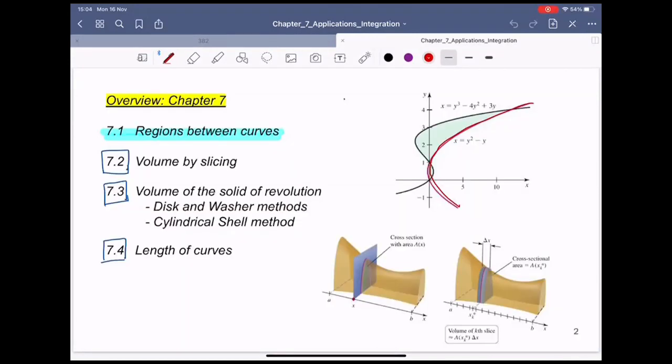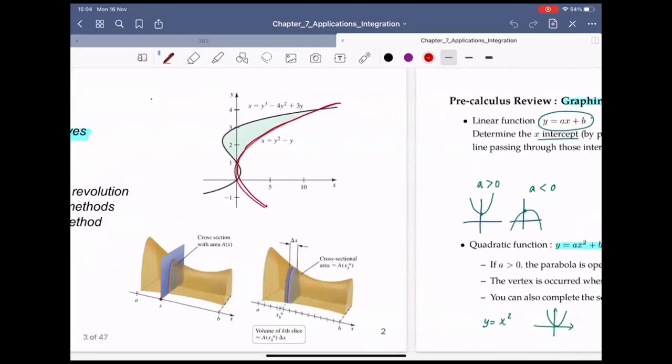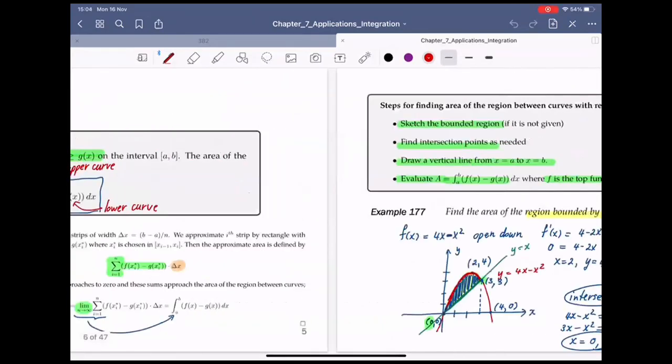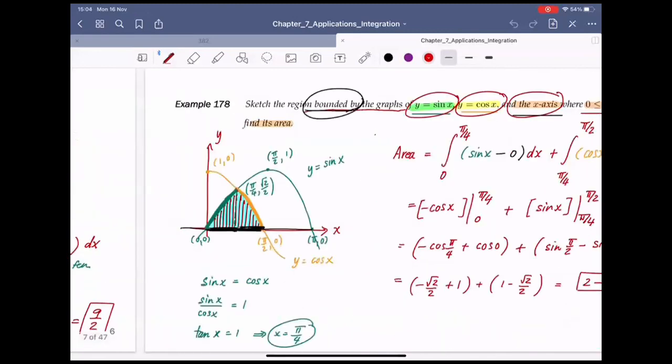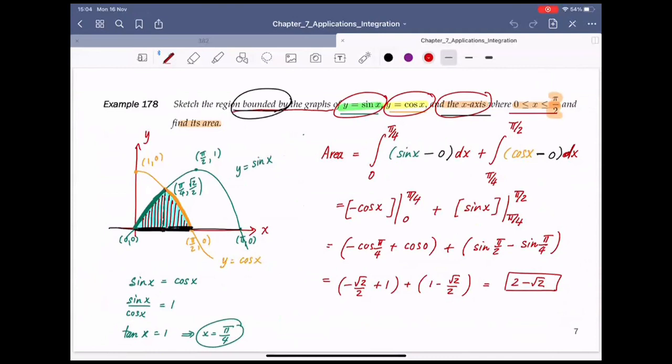Last time we talked about regions between curves, and we know that if we have two curves, we can find the region between them. For example, example 178: I have a graph of sine and cosine. I can find the area between them, the one that I highlighted in light blue. The idea of finding the area is to figure out which curve is on the top and which curve is on the bottom, and then you just integrate from the bottom to the top one.